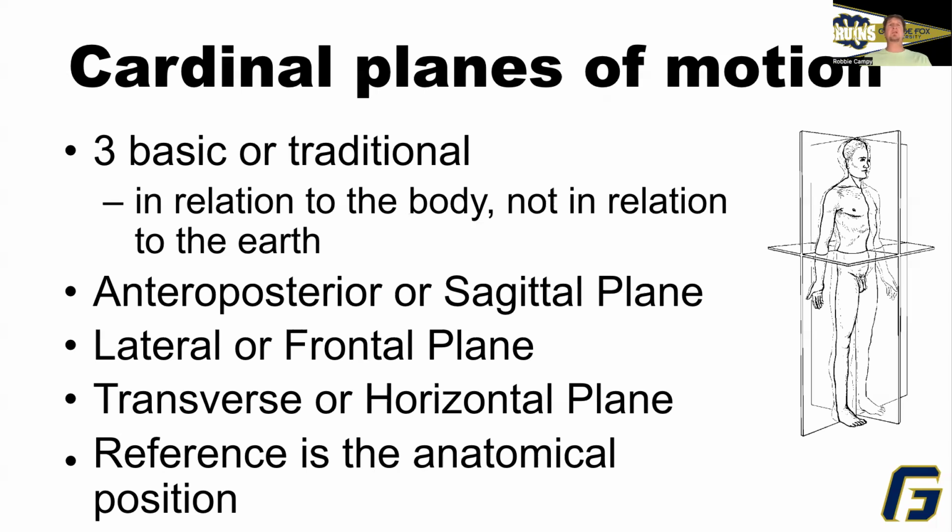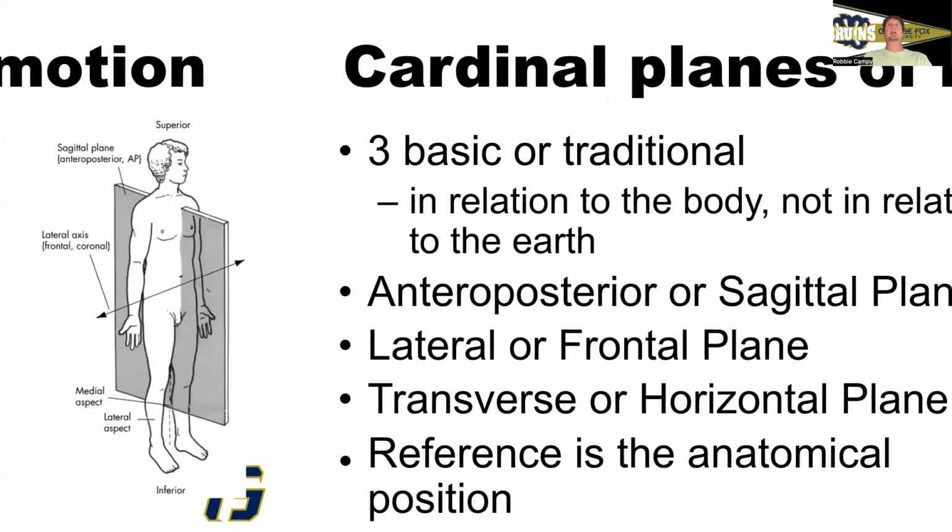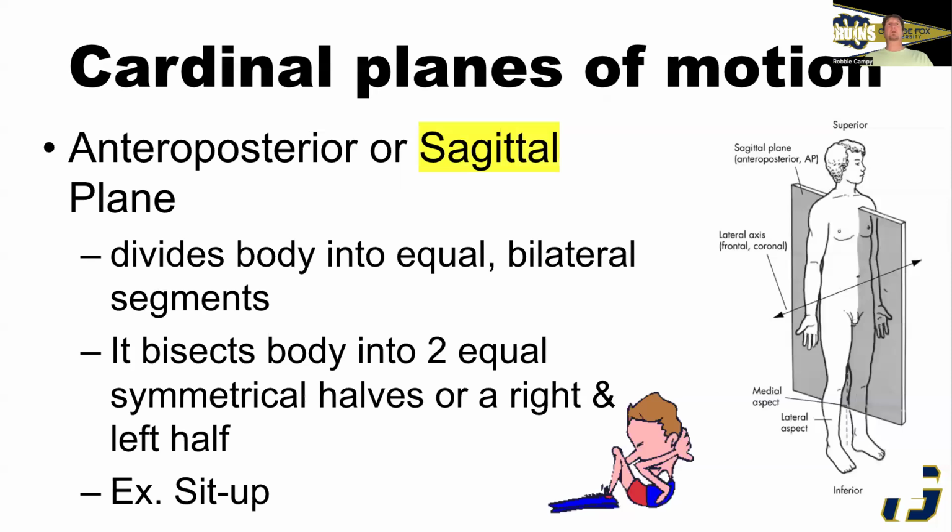Each one of these, again, is referenced to the anatomical position. We've already covered what the anatomical position is. Let's start off with the sagittal plane. It could also be called the anterior-posterior plane, but it's going to be dividing the body into two equal segments.